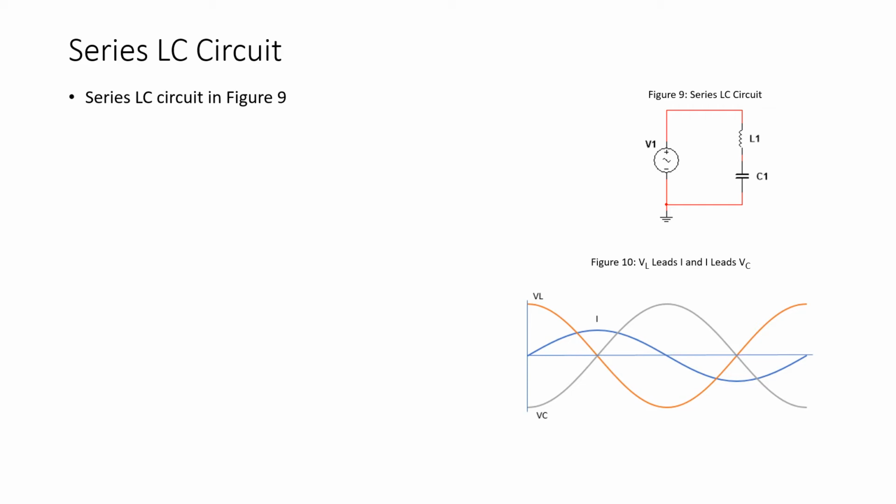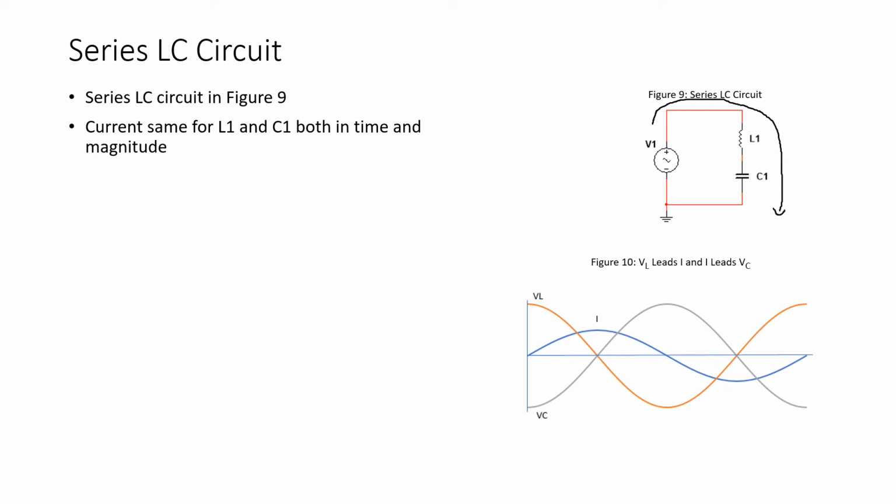Now let's take a look at the operation of an LC circuit. So this circuit, as we see in figure 9, has a series combination of an inductor and a capacitor. Now, in any series circuit, the current through all components is the same, both in magnitude and time. So the current supplied by the source, V1, is the same as the current that flows through the inductor, is the same as the current that flows through the capacitor, again, both in magnitude and time.